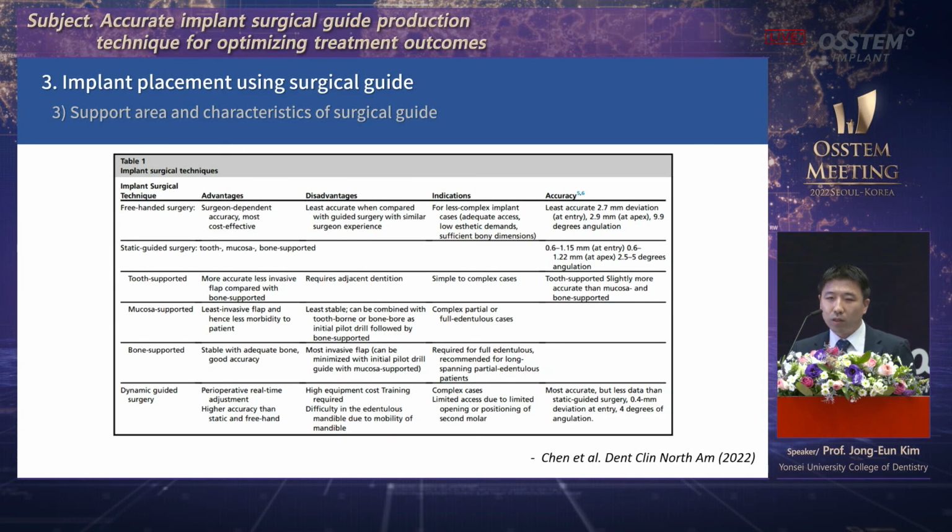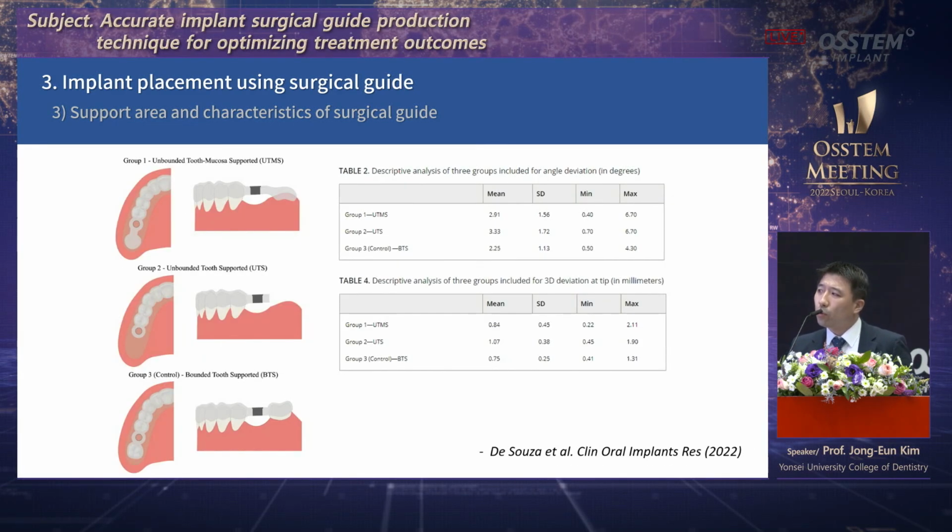The third issue is the type of support and its effects. I'm sure you could have guessed, but tooth supported is more accurate. Second is bone supported. You put the guide on top of hard bone, so it's quite accurate, but you need to make a guide based just on CT, and there can be issues associated with the air within the CT, and you need to open the flap very invasively. The most inaccurate is mucosa supported.